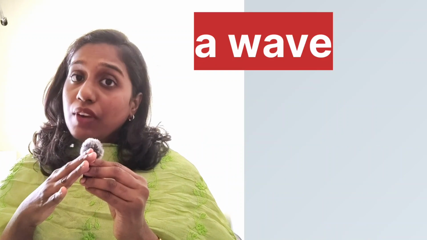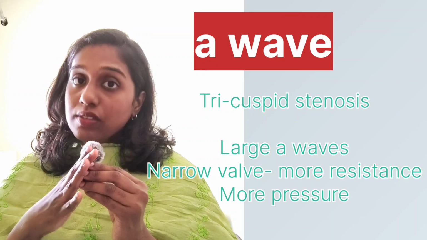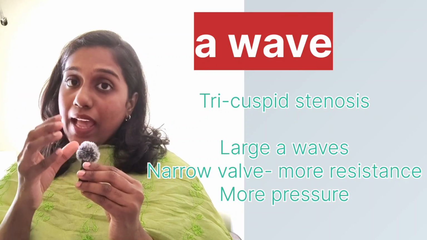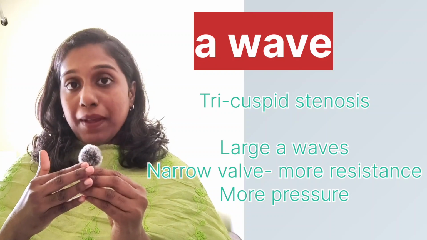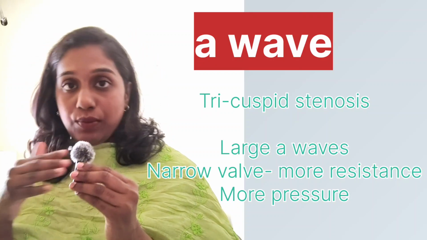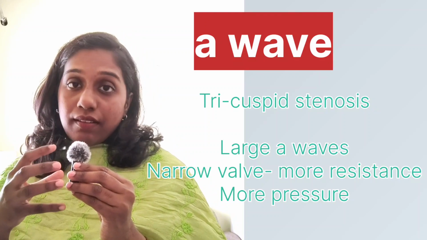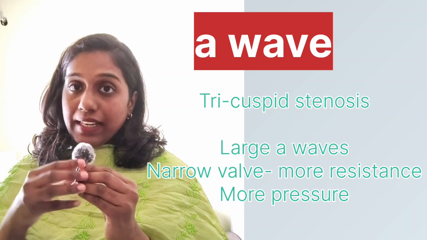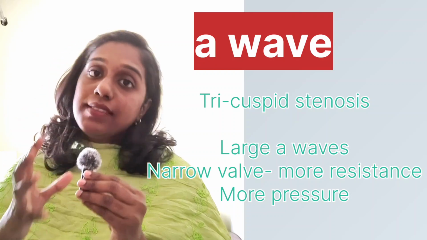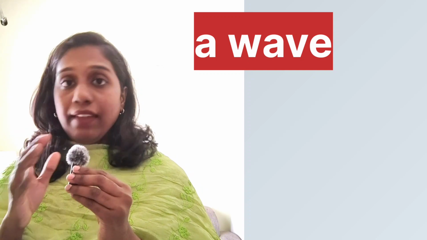In tricuspid stenosis, we will get a large A wave. That is because the valve narrows, so the blood faces more resistance while passing from the right atrium to the right ventricle. So the atrium has to contract against a tight valve. The pressure increases and we will get a large A wave. So that's all about the A wave.